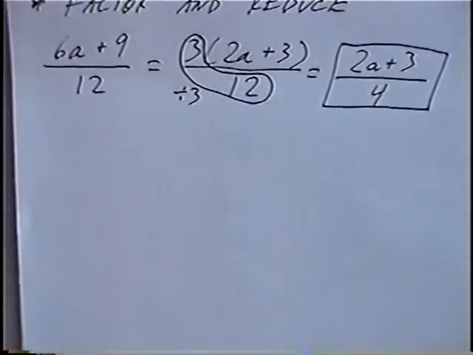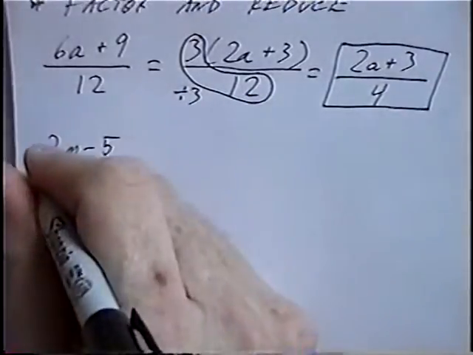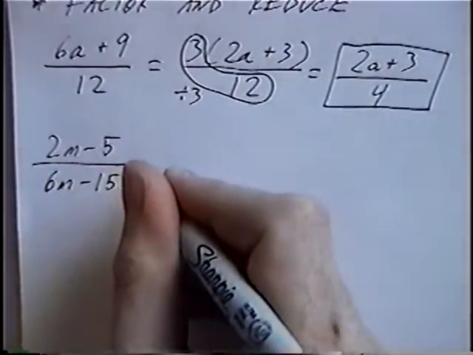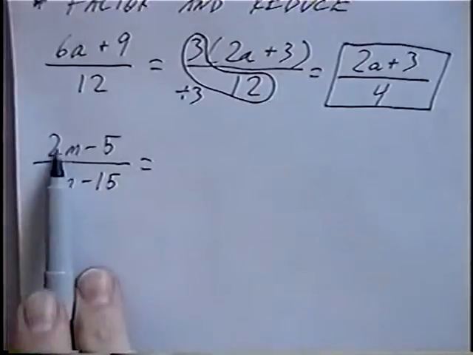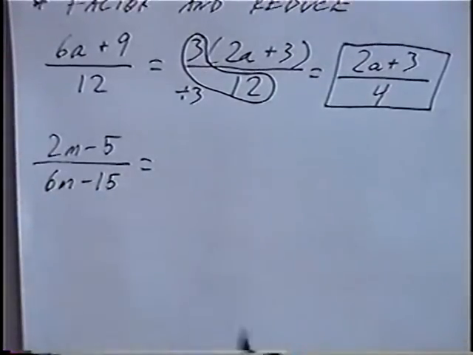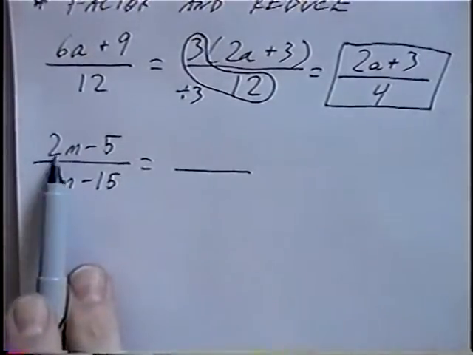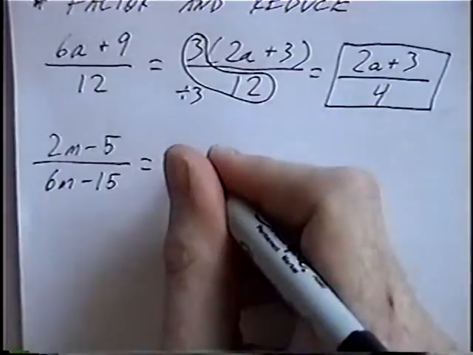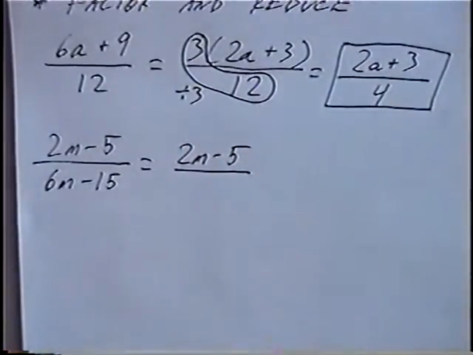Second question. It's 2m minus 5 divided by 6m minus 15. Again, for rational expressions, factor out the numerator separately and then factor out the denominator separately. In this question we have 2 and 5. There's no number besides 1 that goes into 2 and 5, so it cannot be factored or simplified, so it's just 2m minus 5.